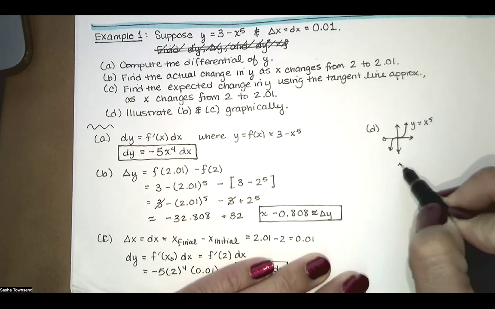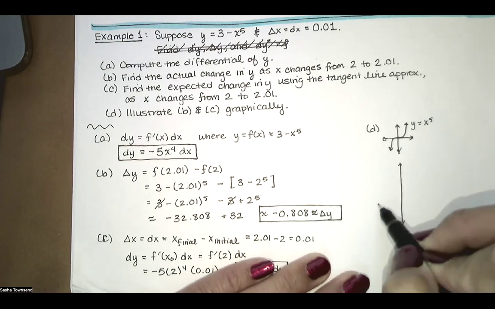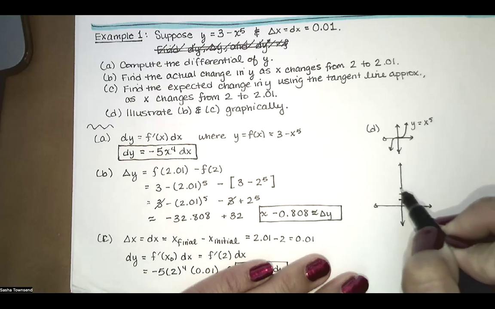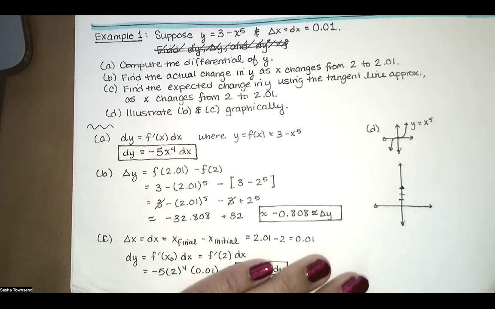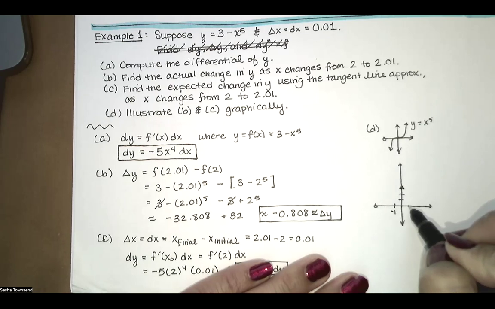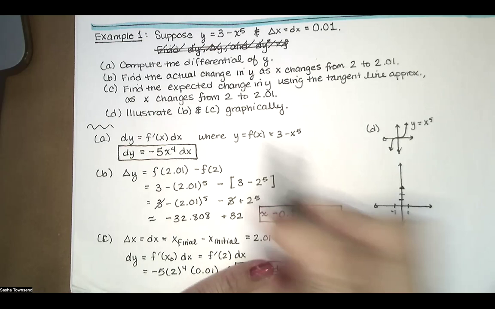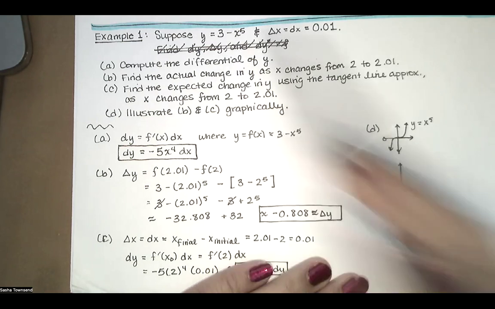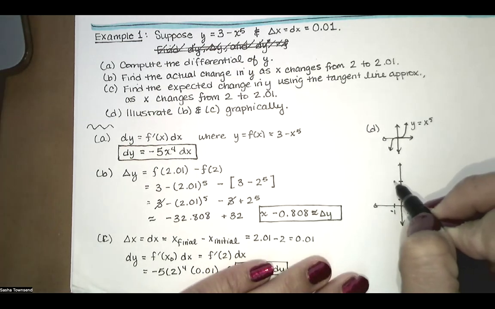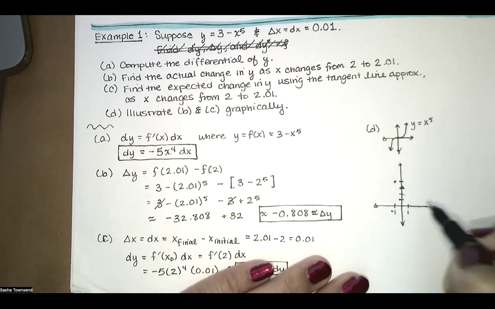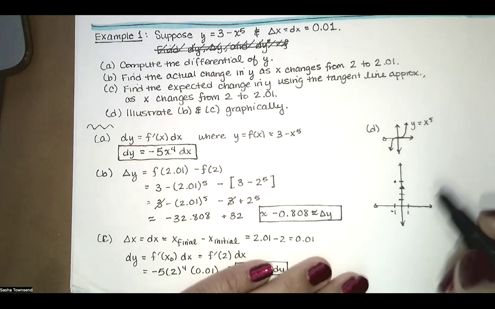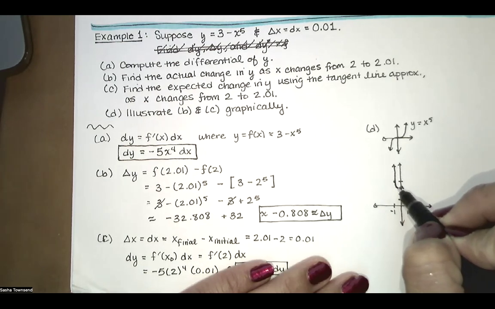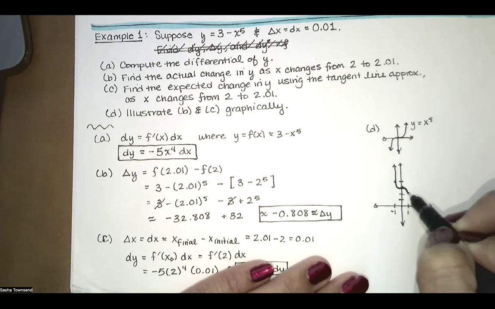So our graph roughly looks like this. When x is equal to -1, we have -1 to the 5th, which is -1. 3 minus -1 is 4. And then at x equals 1, we'll have 3 minus 1, which is 2. Again, it's very flat in between those two values.